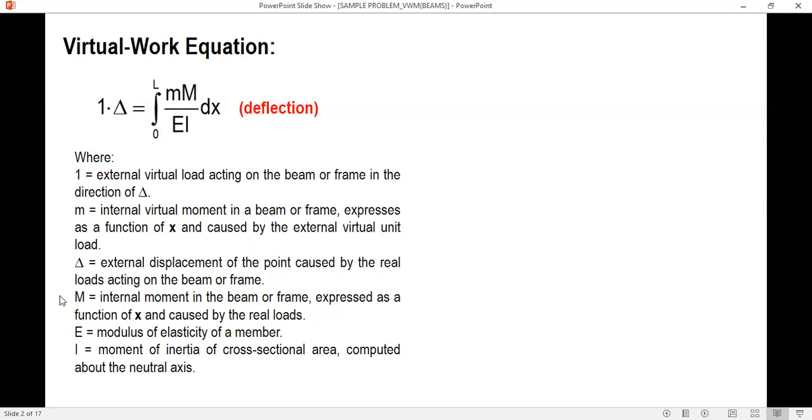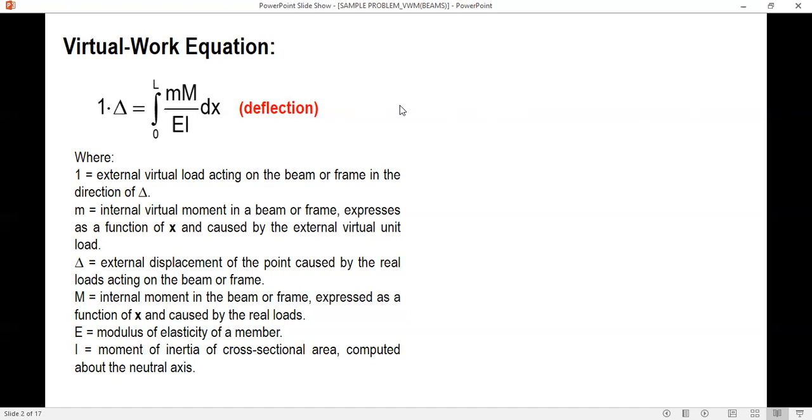Okay. Capital M is the internal moment in the beam or frame expressed as a function of x and caused by the real loads. E is the modulus of elasticity of a member, and I is the moment of inertia of the cross-sectional area computed about the neutral axis, or we call it the centroidal moment of inertia.